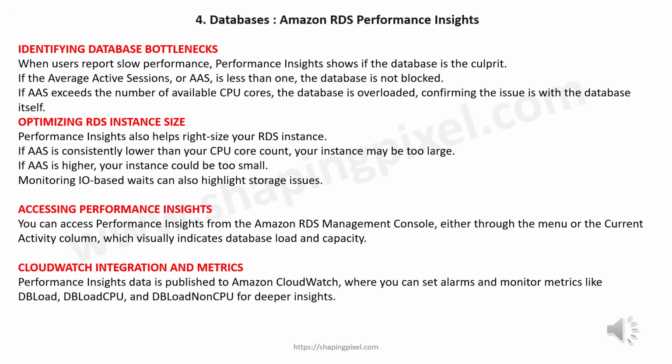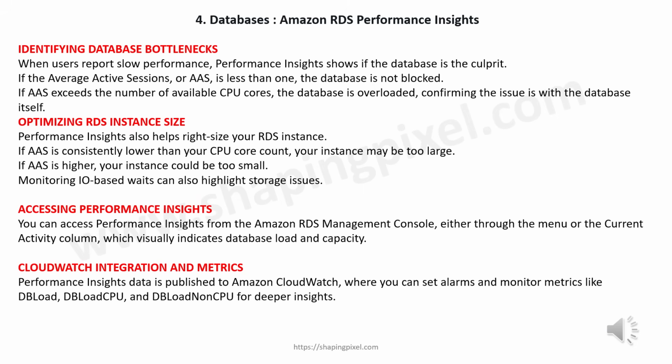If AAS is consistently lower than your CPU core count, your instance may be too large. If AAS is higher, your instance could be too small. Monitoring I/O-based waits can also highlight storage issues. You can access Performance Insights from the Amazon RDS Management Console, either through the menu or the Current Activity column, which visually indicates database load and capacity.